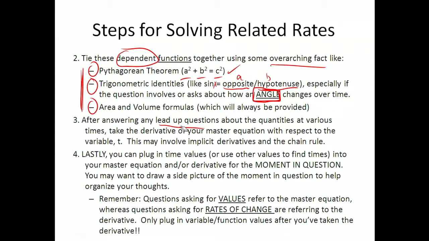Well, this is exactly where this implicit business is going to come into play, because what is my main calculus step? When I write down my overarching fact, I may have some lead-up questions that I'll answer first. But at some point, in order to answer the big question, I'm going to have to take the derivative of your, what did I call it, master equation? Okay, overarching fact, same thing. Take the derivative of that whole thing.